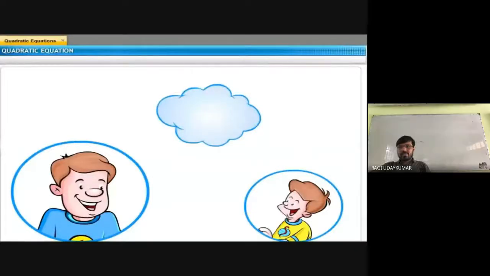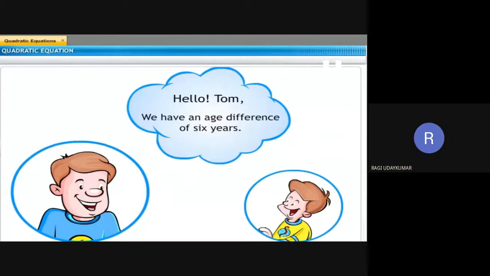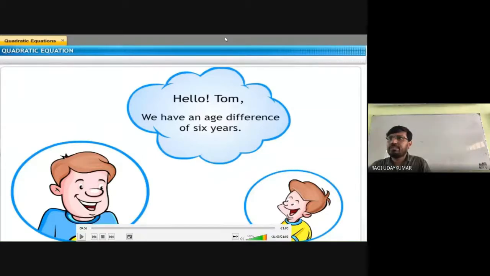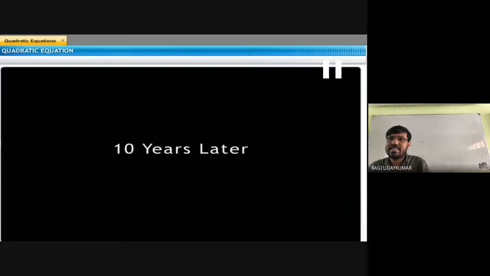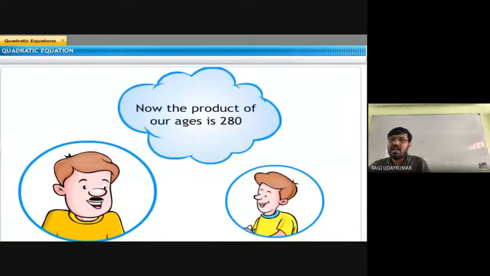So quadratic equations, fourth chapter in your syllabus. Here we have two people talking about an age difference. Hello Tom, we have an age difference of 6 years. They said that 10 years later, different situations are given to you here. Now the product of our ages is 280.